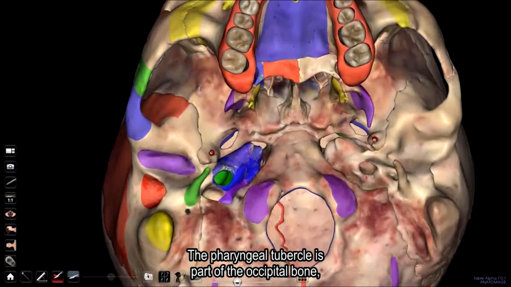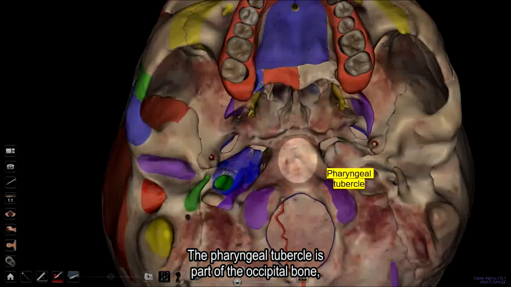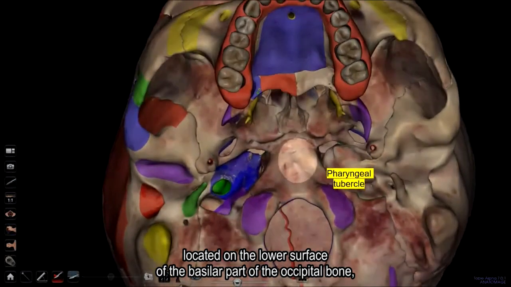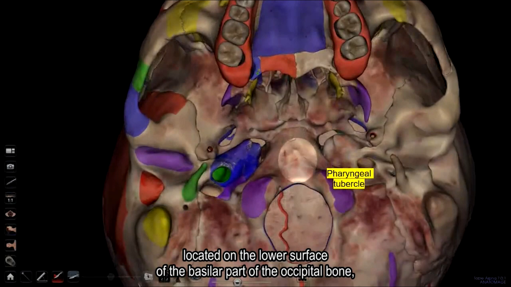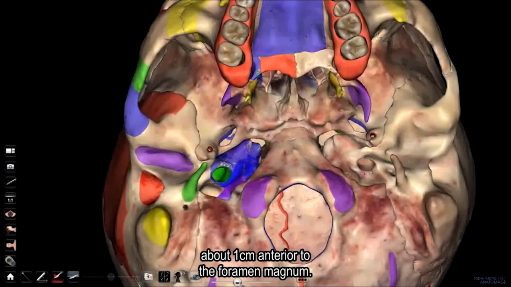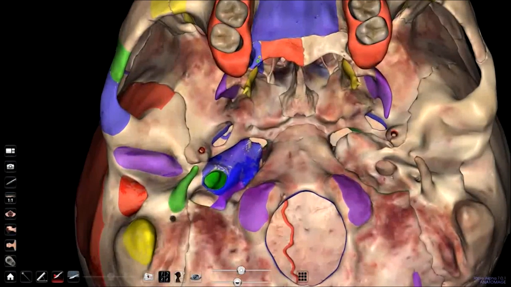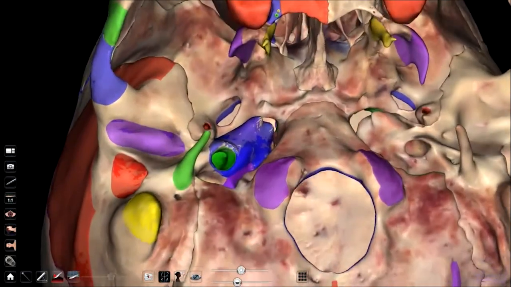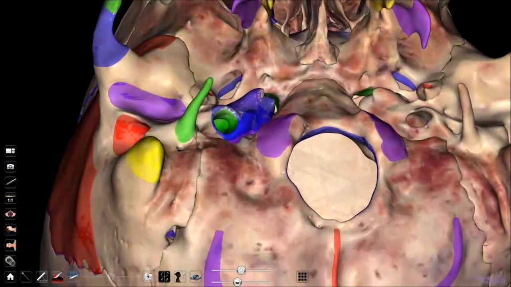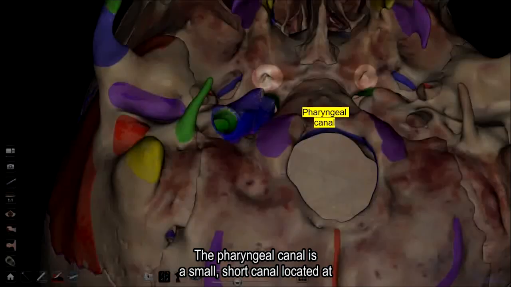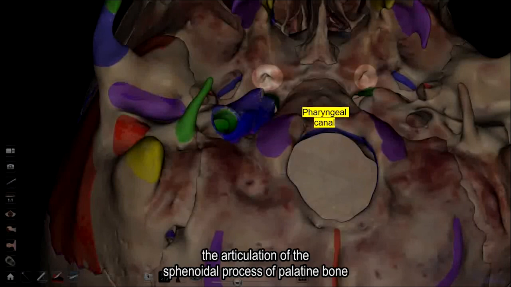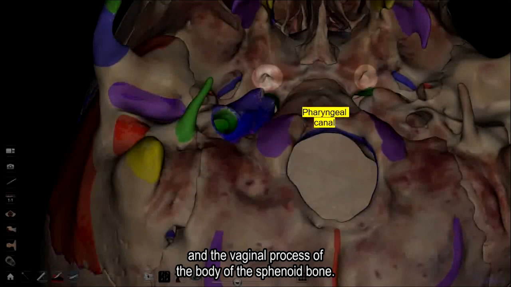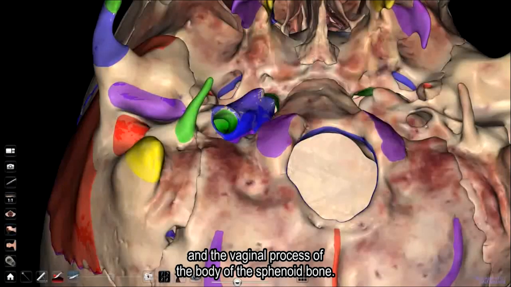The pharyngeal tubercle is part of the occipital bone, located on the lower surface of the basilar part of the occipital bone, about 1 centimeter anterior to the foramen magnum. The pharyngeal canal is a small, short canal located at the articulation of the sphenoidal process of the palatine bone and the vaginal process of the body of the sphenoid bone.